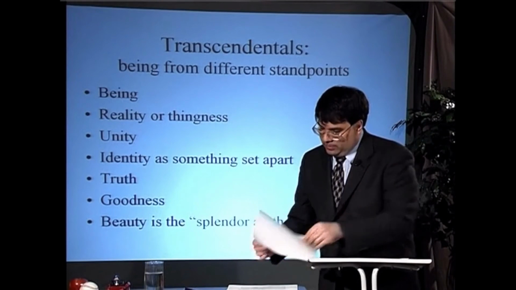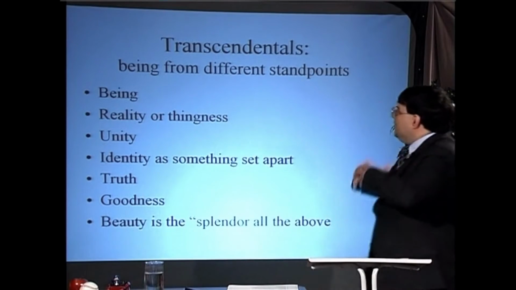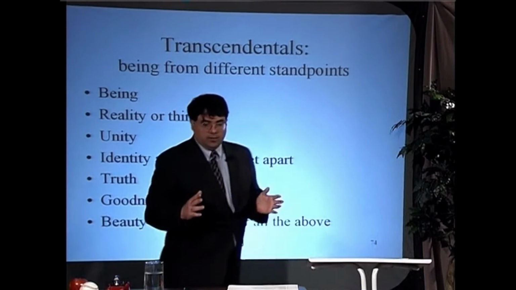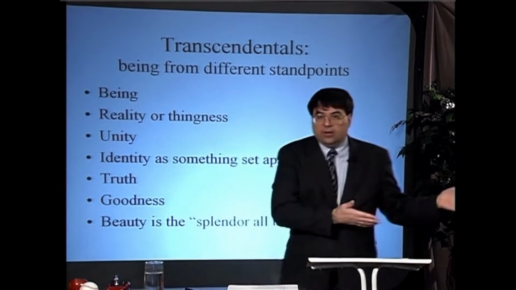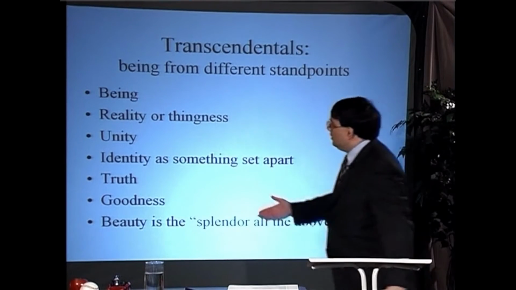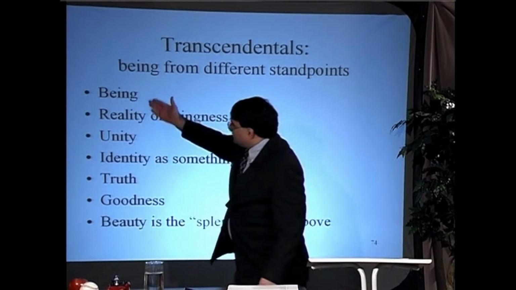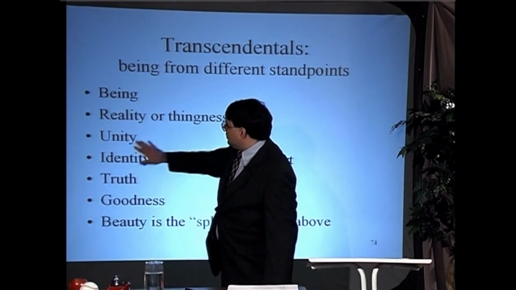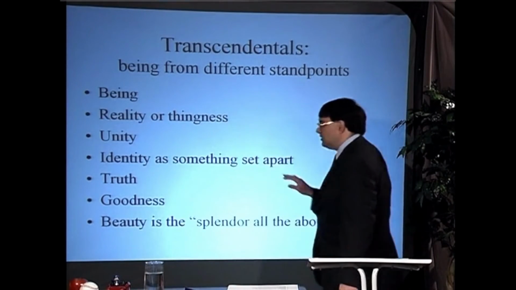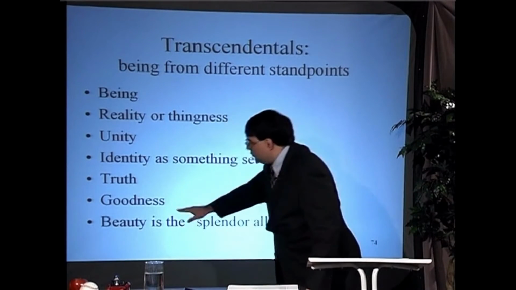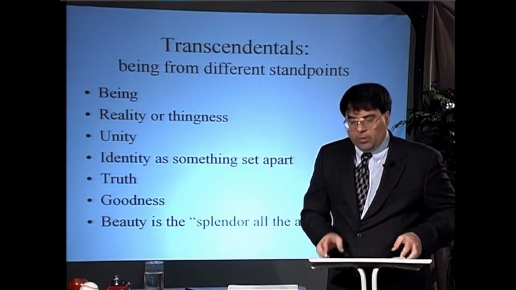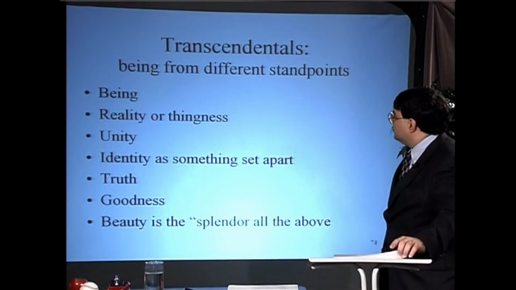And this brings up the transcendentals. Being is so huge, we have to look at it from different angles. We've got to look at it from over here, and then over there, and then see what it looks like from each angle. So these things are called the transcendentals, different aspects from which you look at being. Reality or thingness, unity, identity as something set apart, the truth or intelligibility, the goodness, and beauty is the splendor of all these things together. And we're going to talk about most of these as time goes on.